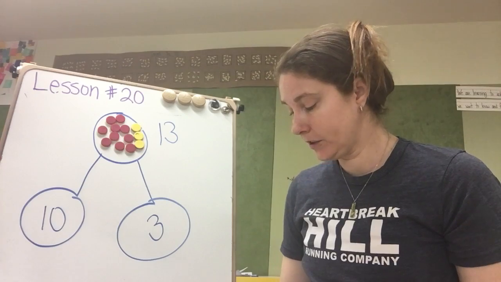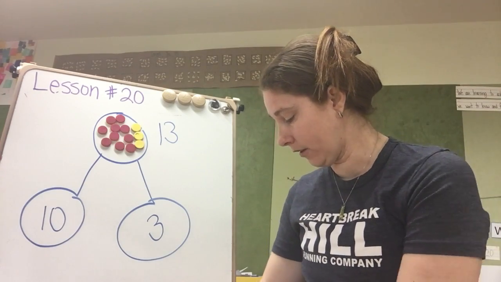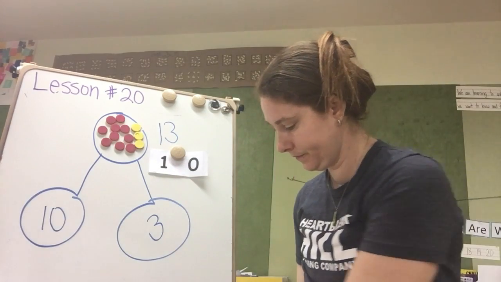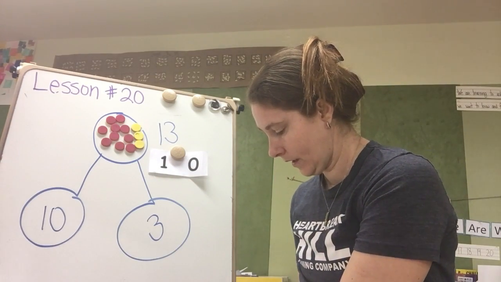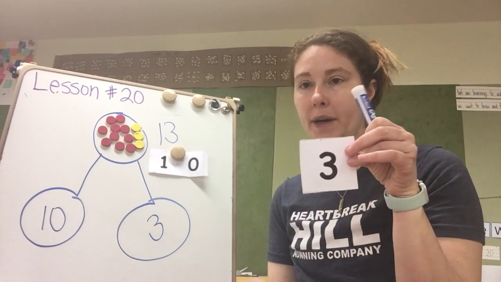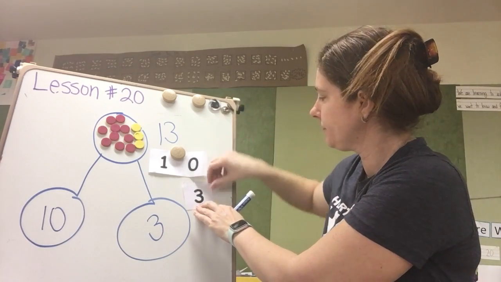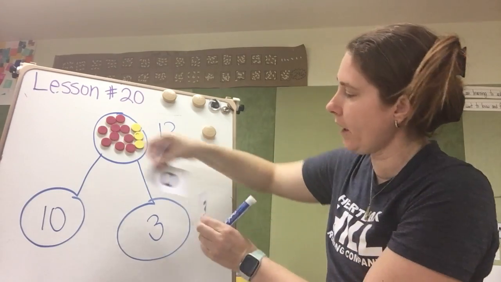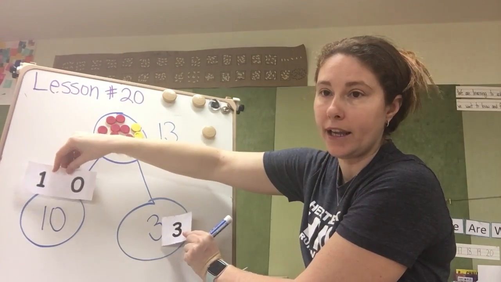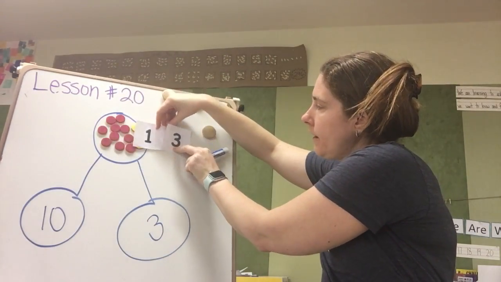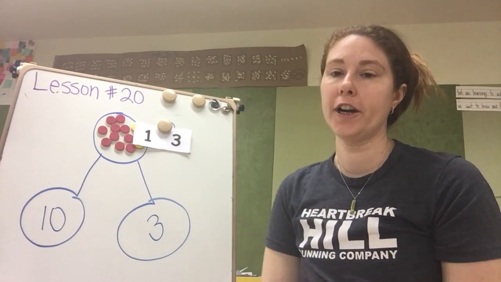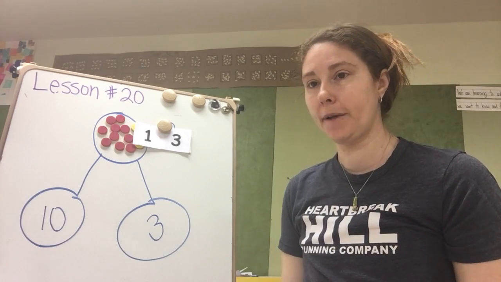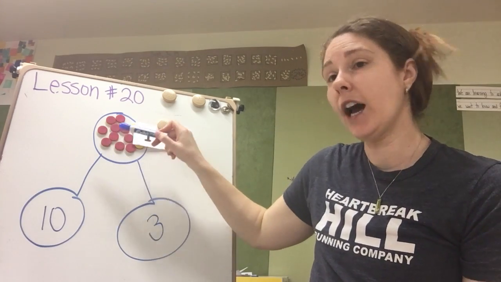Now, we've used all different ways to figure this out. We have our 10 red, and then our 3 yellow, 10, 3, right? Let's match it up with the parts. 10, 3, put it together, 13.